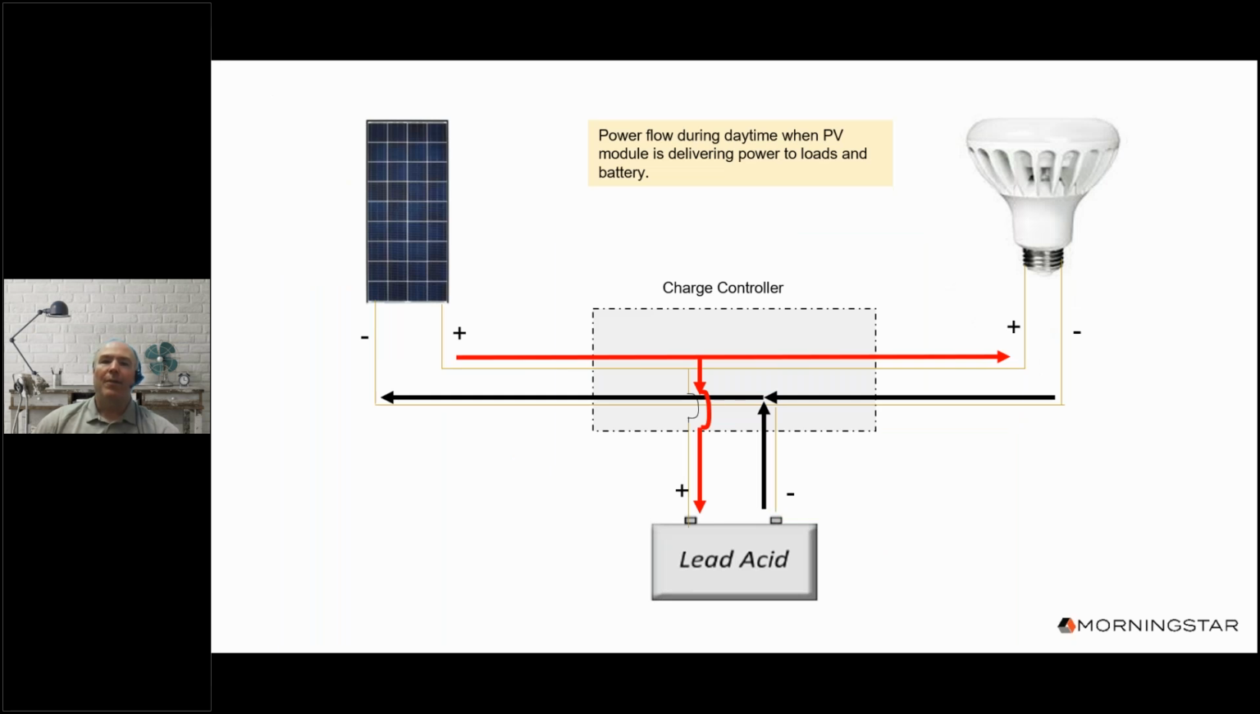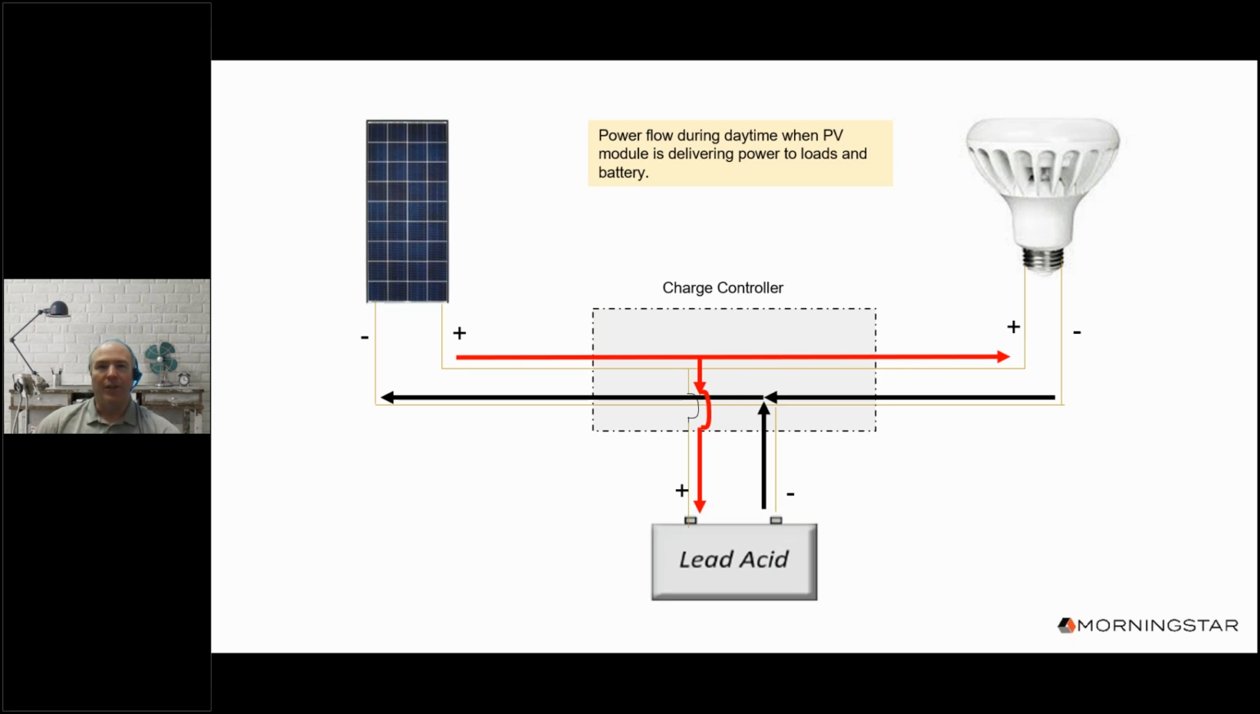Now, to better understand the power flow on this slide, we ghosted out the charge controller, and this example shows power flow during the daytime on a bright sunny day when the PV module is delivering power to the loads and also the battery.